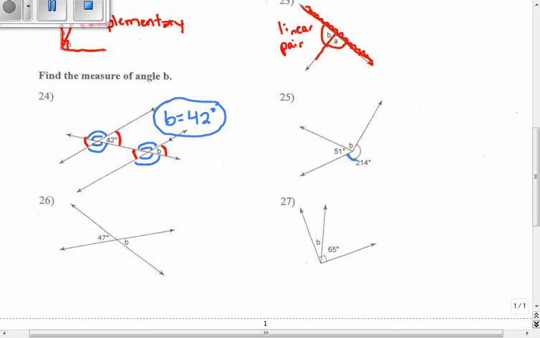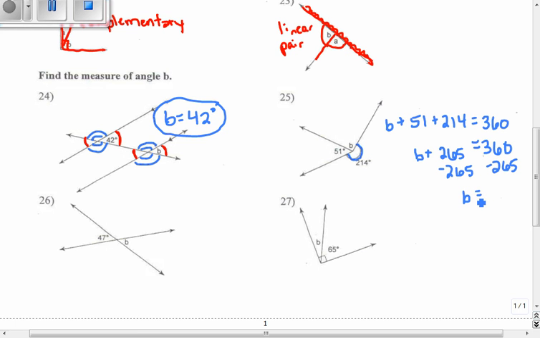All right, we have to use all the information we have here. We're going all the way around to make a circle. So a circle is how many degrees? 360. So we've got B plus 51 plus 214 has to equal 360. So 51 plus 214 is... So what do we have to do next? And that gives me B equals what? 95 degrees. B is 95 degrees.